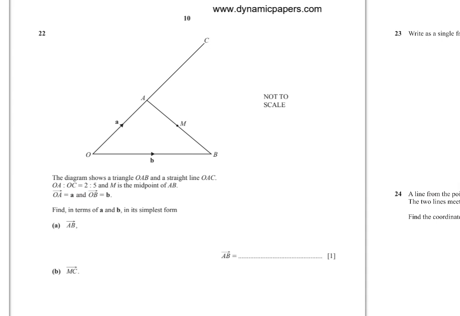22. The diagram shows a triangle OAB and a straight line OAC. OA to OC is 2 to 5, and M is the midpoint of AB. The vector OA is A, and the vector OB is B. Find, in terms of A and B in its simplest form, the vector AB.